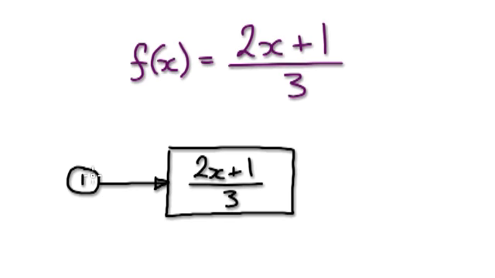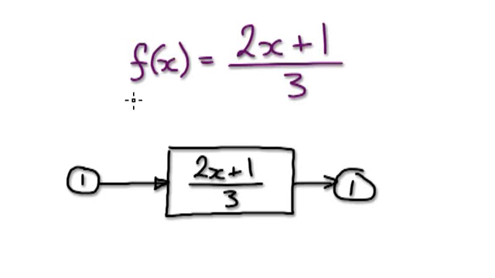You put a number into the machine. Let's say the number 1. So you put the number 1 into this x here. Then 2 times 1 plus 1, so the overall thing is 3, and 3 divided by 3 will spit out the number 1. So you can imagine this function as a machine. You put a number in, and it spits out this number.